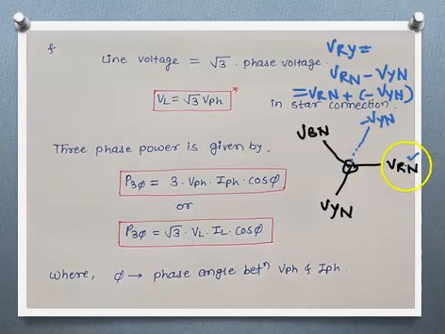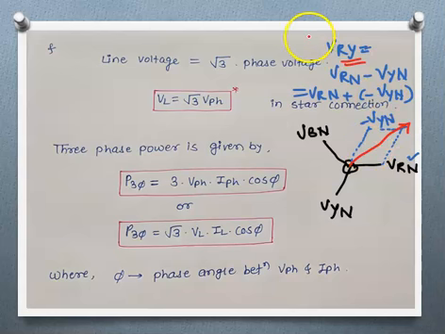So we have this Vrn, we have this minus Vyn, so add graphically. Extend this tip in parallel with this. So this is parallel to this. Now extend the tip of this phasor in parallel with this. So extending this, we get this point. Draw from this point to this point, and this is nothing but VRY.